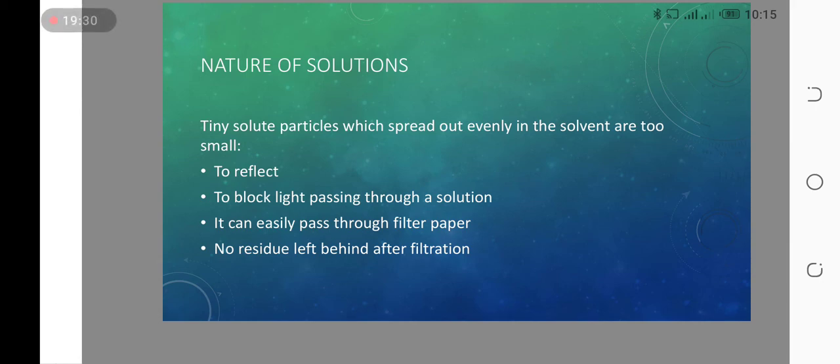We have also discussed how our solution is formed, and then at the end the nature of the solution. So we have discussed a homogeneous solution and the properties of homogeneous solution, and at the end we have discussed the major properties of a solution or homogeneous solution. And after that, in our next class we will discuss suspensions, and the strength of solution and solubility.